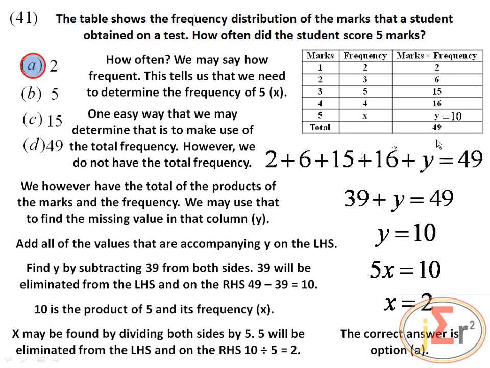We could not have found the value of x directly because of the presence of a blank cell in the same row. Also, we did not have the total of the frequencies from which we could take all of the others. So we have taken the necessary steps by finding the value of y first. Then we have found the value of x.